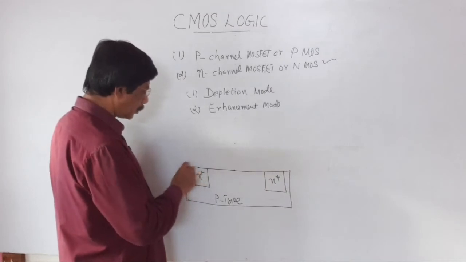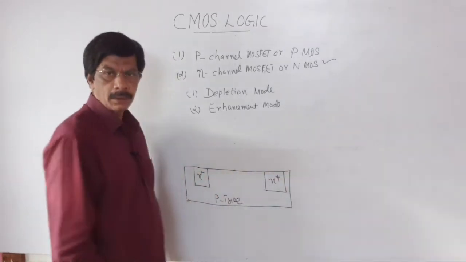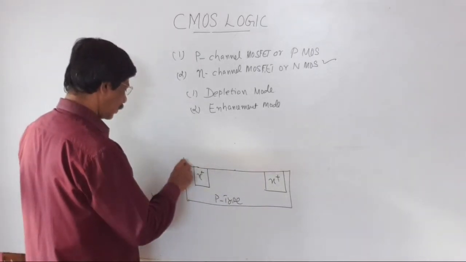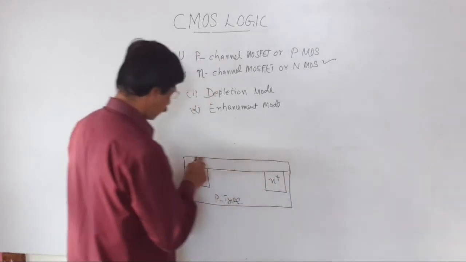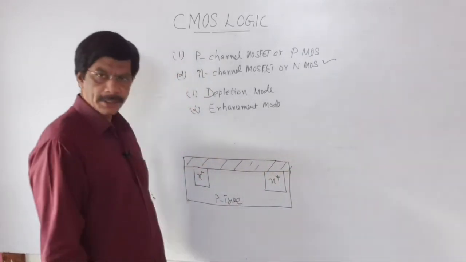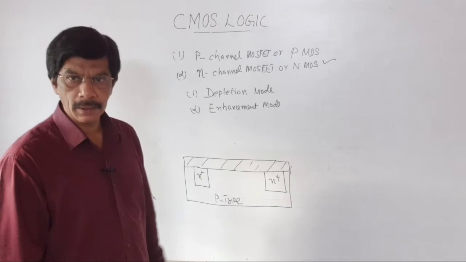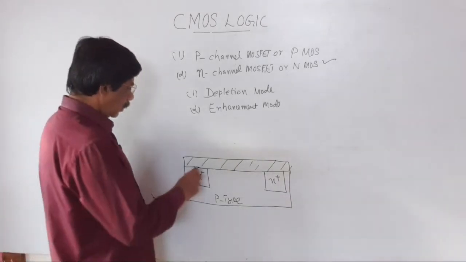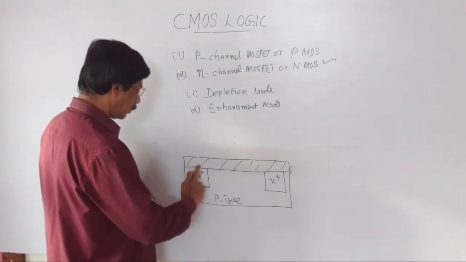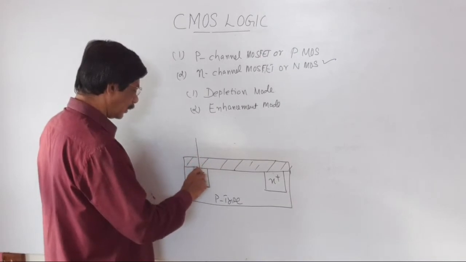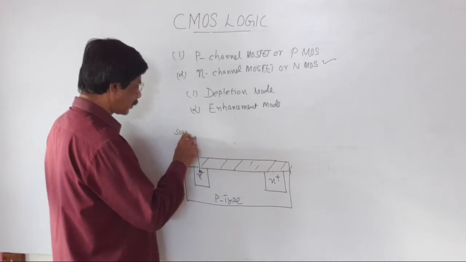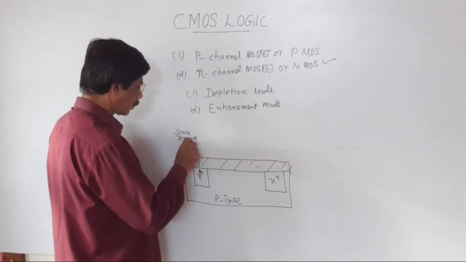Above this bar, develop a layer of silicon dioxide. This silicon dioxide layer is known as an insulating layer. Now, make a small opening above this region. Through this, insert one lead. This lead is known as the source terminal.